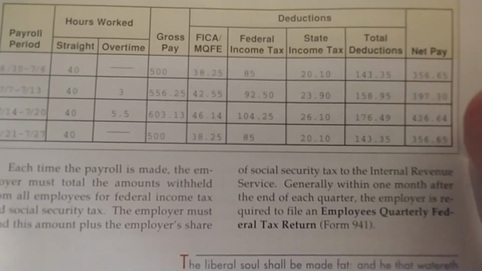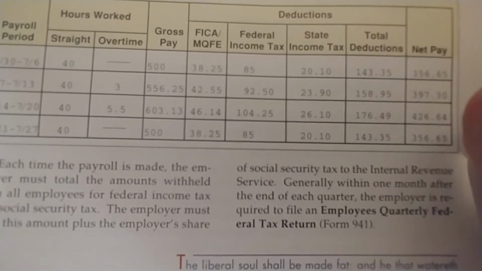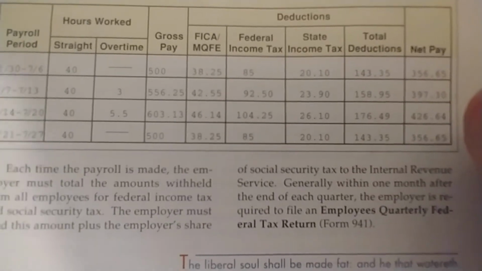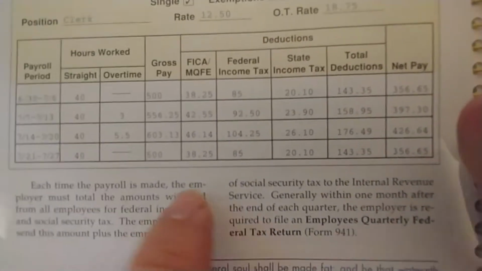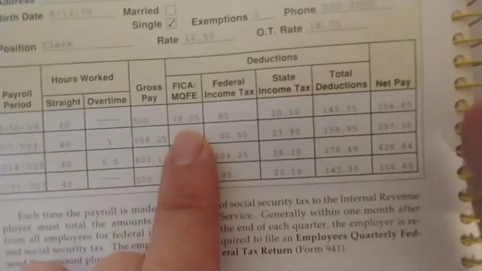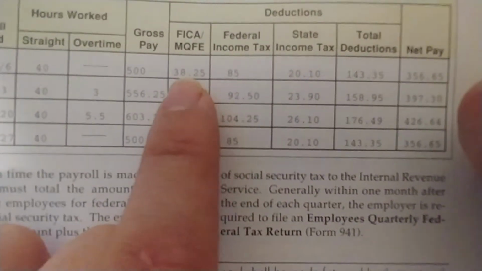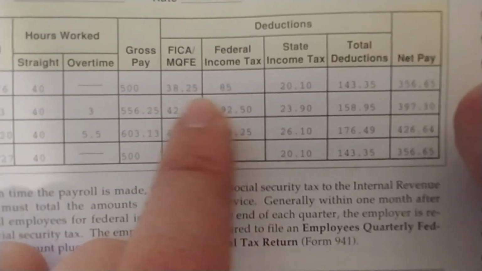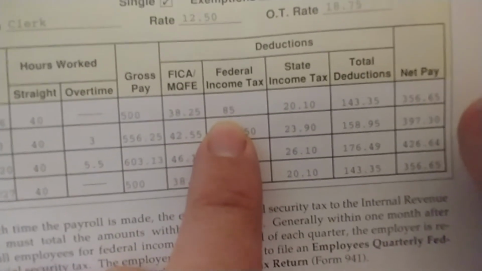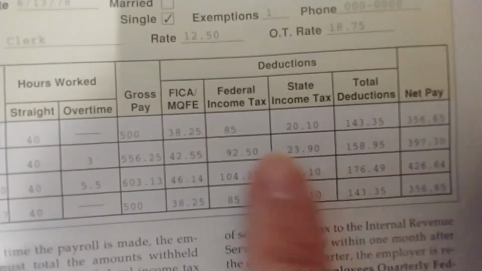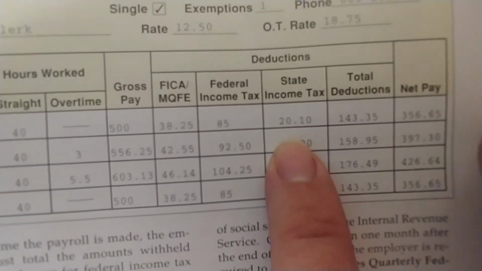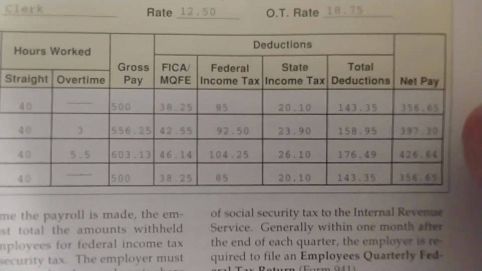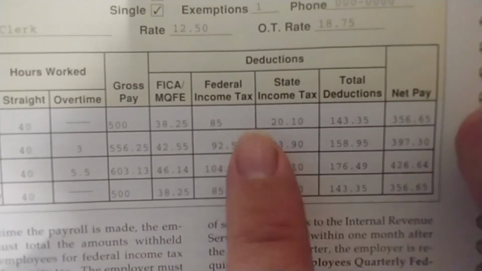Then we have FICA, which we're not going to get into everything here. I'll let you read the lesson. But that's a certain percent that gets withheld on the paycheck. So you deduct from 500. Their federal income tax was $85. That gets withheld. The state income tax was $20. So the total deductions that are going to get taken off their check are this plus this.